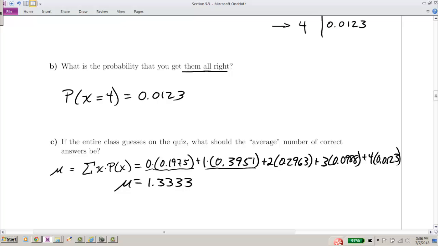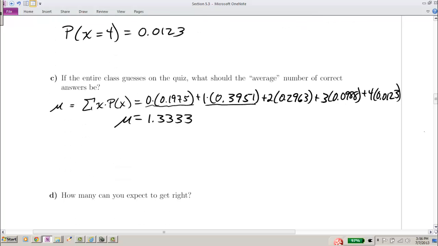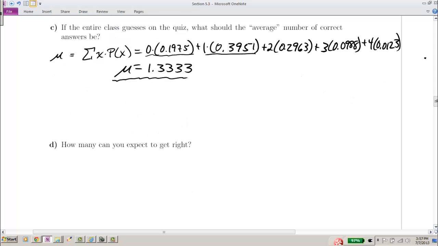So a little more than 1. Basically what this means is that on average people get 1 or 2 questions right, is how we would interpret this. Mu, because of the way we compute it, could take on values that x cannot take on. And then this last one, how many can you expect to get right?